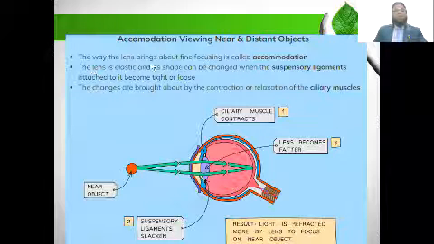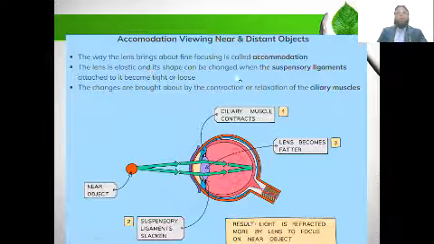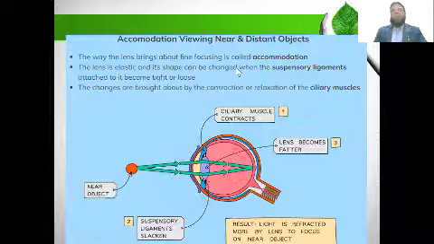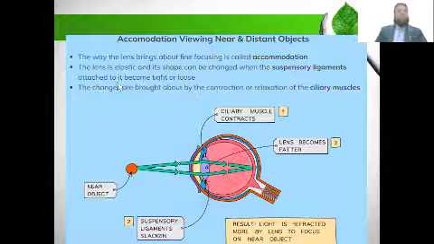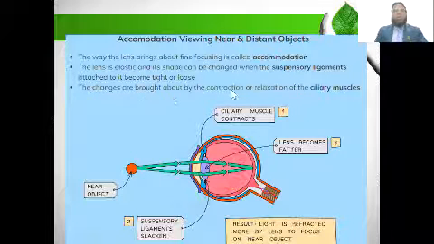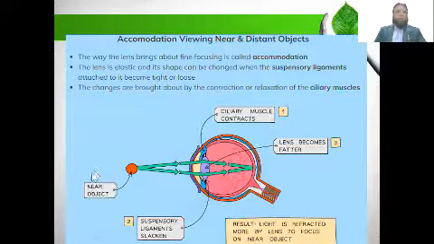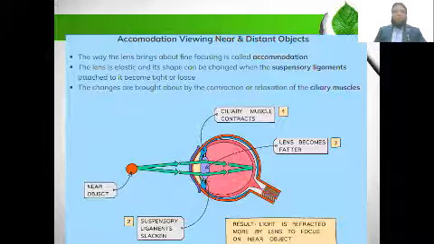The way the lens brings about fine focusing is the accommodation. The lens is elastic and its shape can be changed when the suspensory ligaments attached to it become tight or loose. The changes are brought about by the contraction and relaxation of the ciliary muscles. As you can see here, the steps are mentioned. Whenever you see an object that is very near to you, the ciliary muscles contract and the suspensory ligaments slacken, and then the lens becomes fatter.